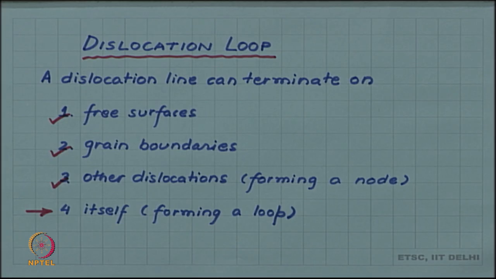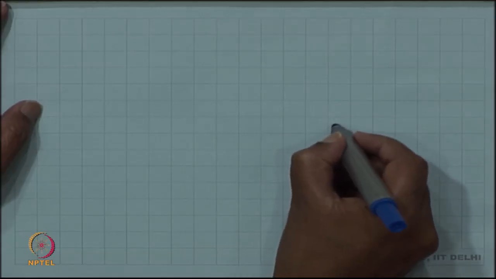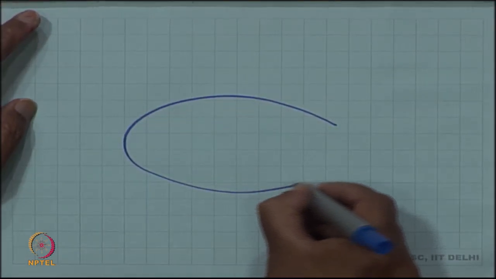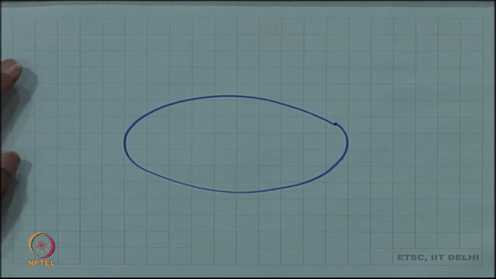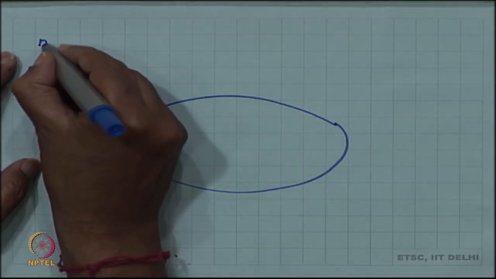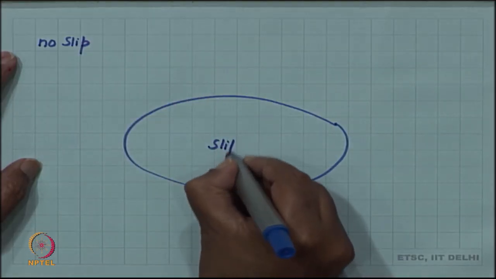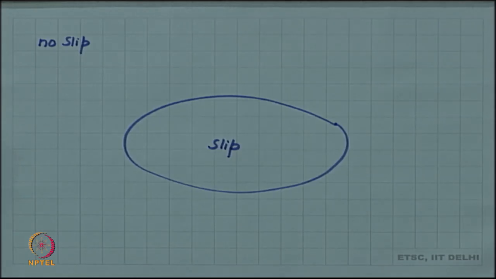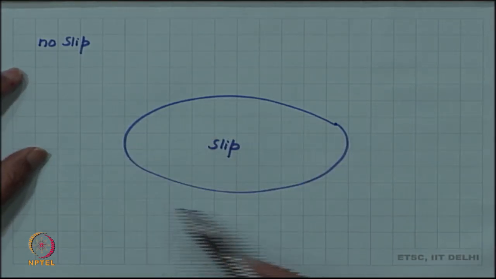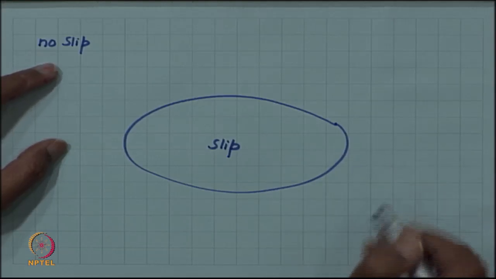So, let us consider this whole plane of the page as the slip plane, and on this slip plane let us consider that there is some sort of a closed loop which is a dislocation line. Let me mark the outside region as no slip and the inside as slip. So, this loop also qualifies the definition that it is a boundary between a slipped region and an unslipped region. The slip is happening inside this loop and the outside has not slipped. So, this becomes a dislocation line.